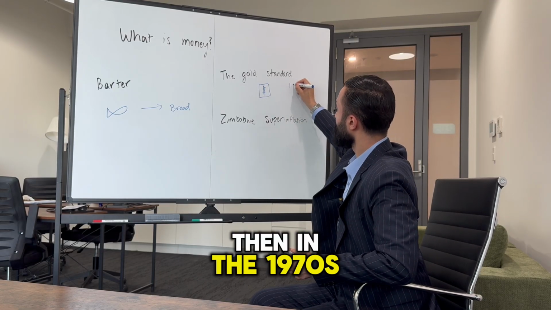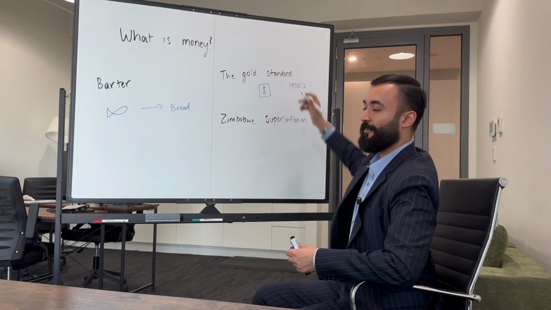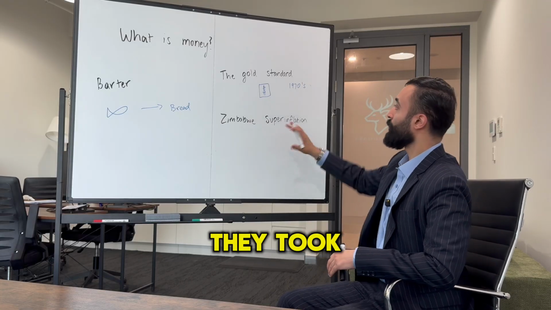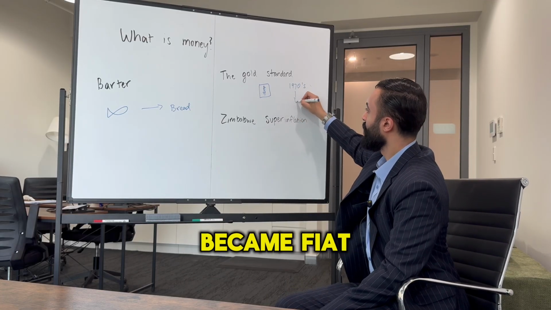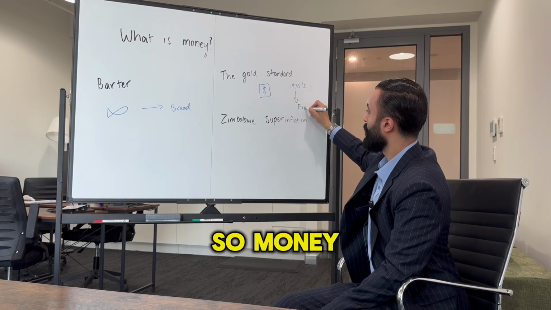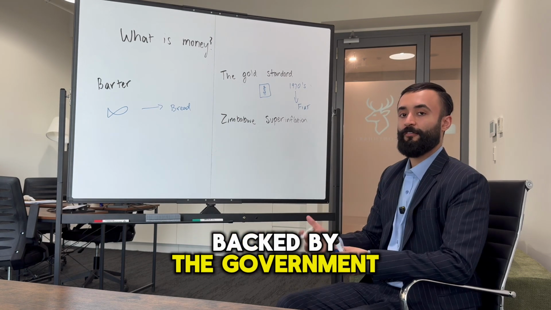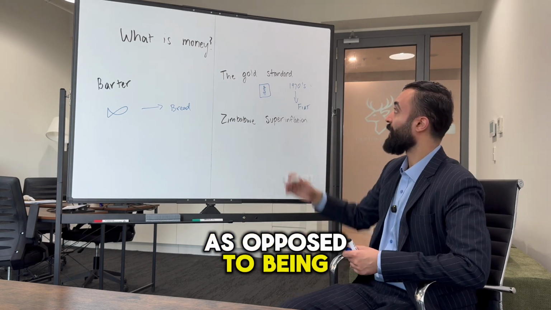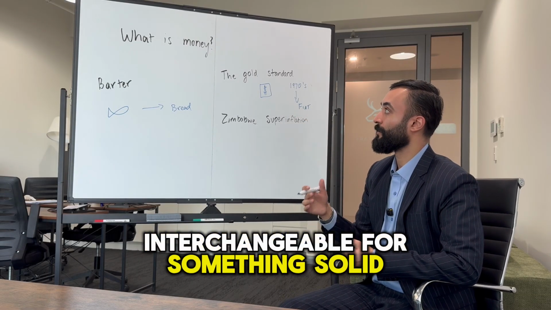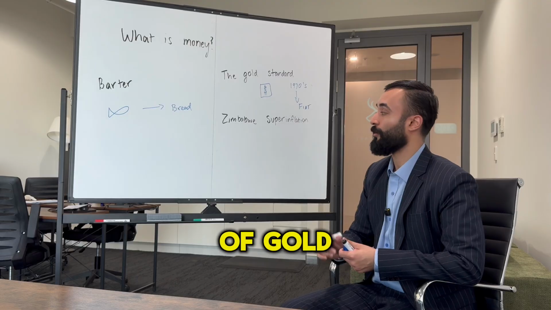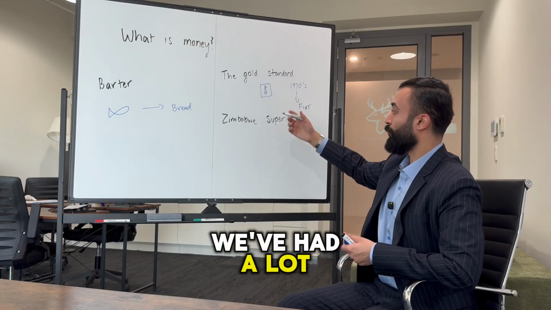Then in the 1970s, I believe the Nixon administration, they took money off the gold standard. And as a result, money became fiat currency. So money was just backed by the government and backed by trust, as opposed to being backed by gold. So it was not interchangeable for something solid, such as an asset like gold. Ever since then, we've had a lot more inflation.